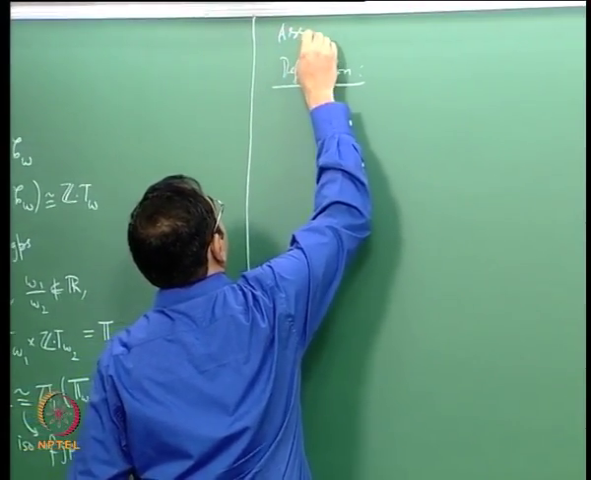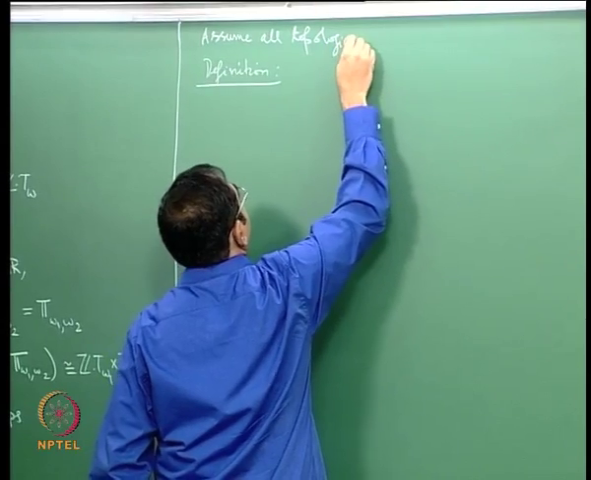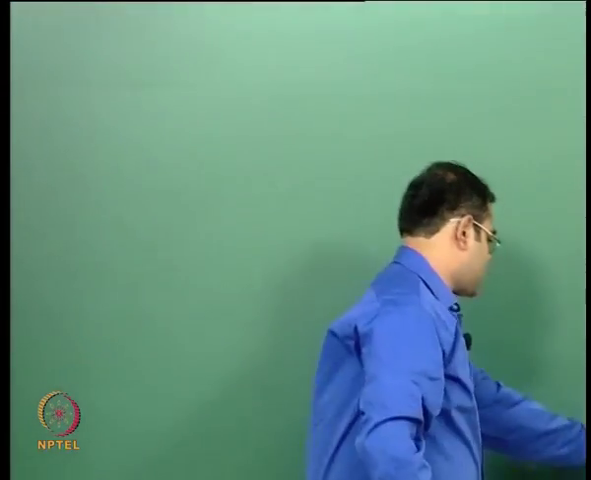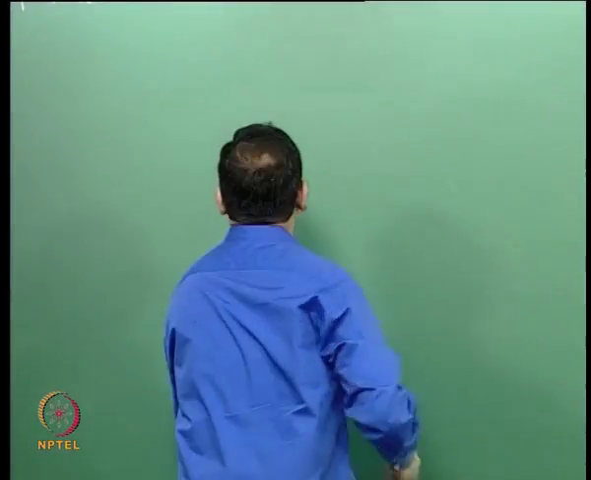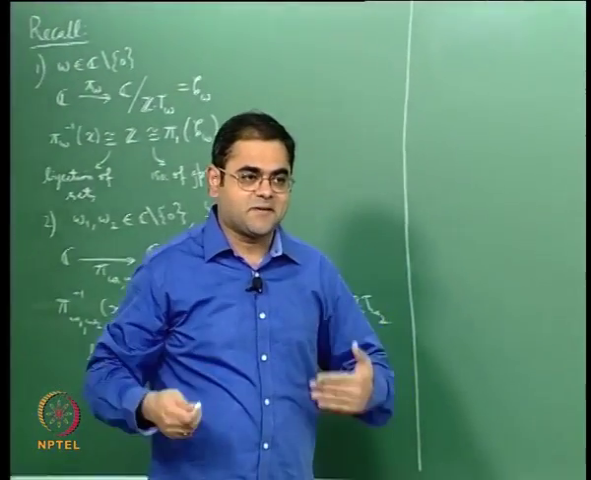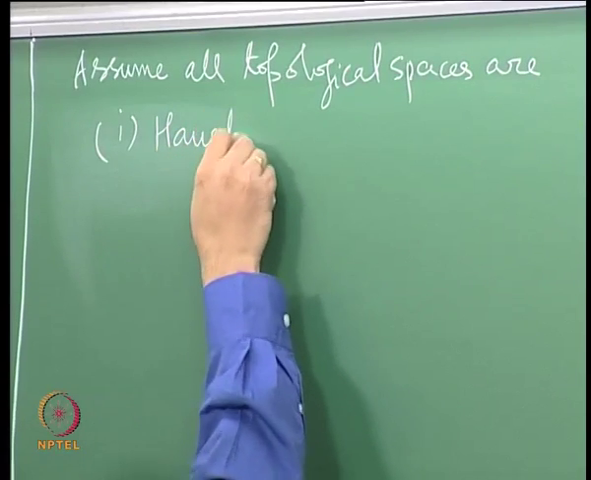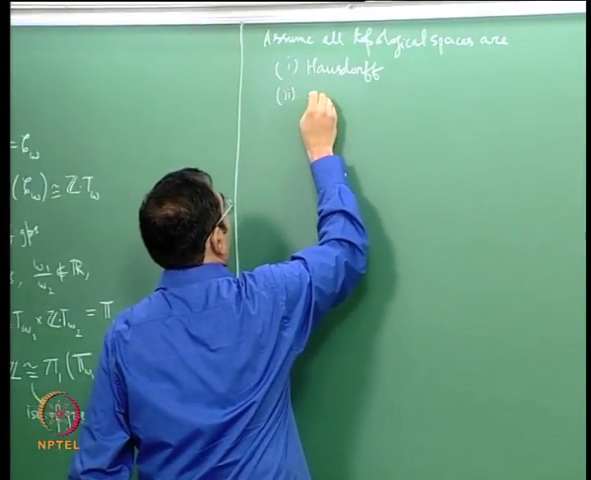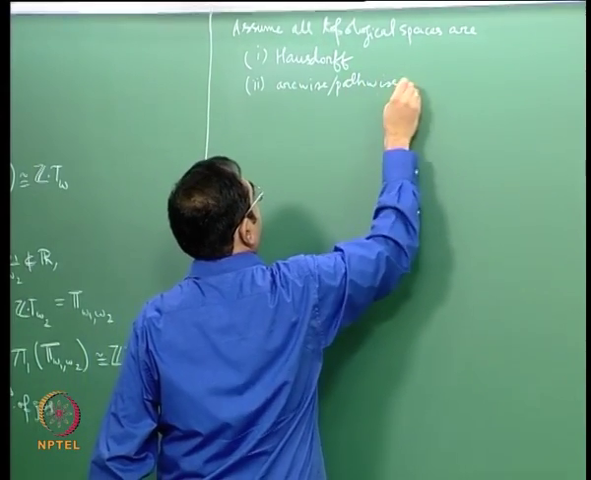Assume all topological spaces, by that I mean all topological spaces that we are going to talk about, are, number 1, Hausdorff, which is essentially that any two distinct points can be separated by disjoint open neighborhoods. Then number 2, arcwise or pathwise connected.